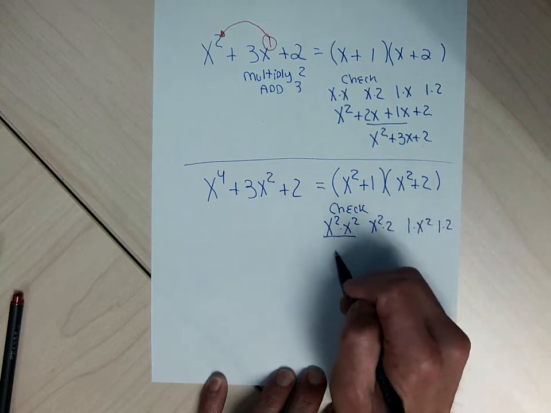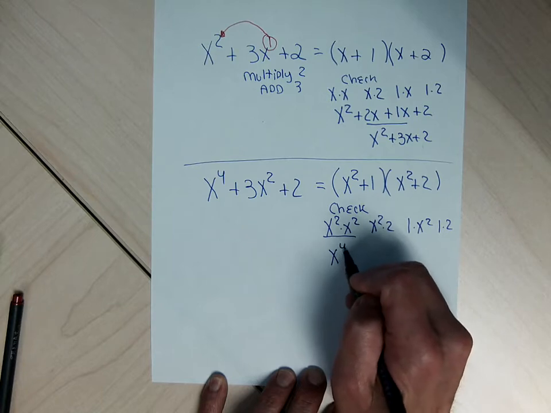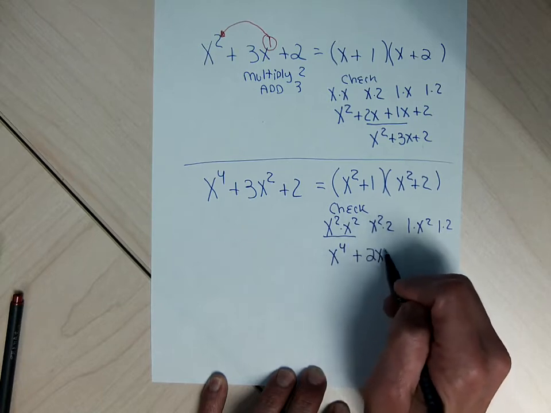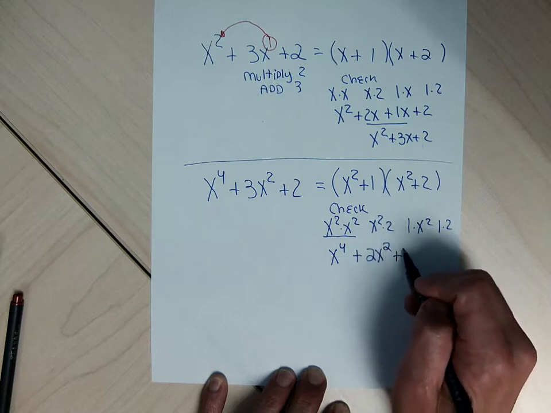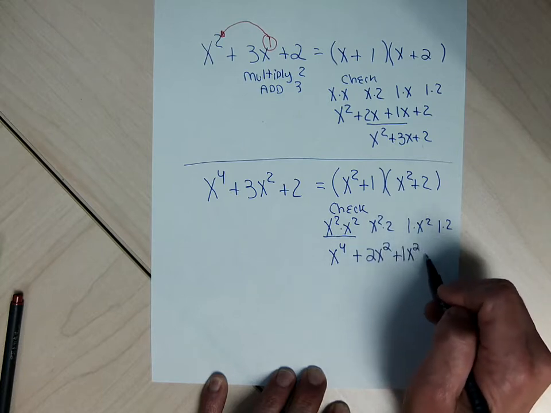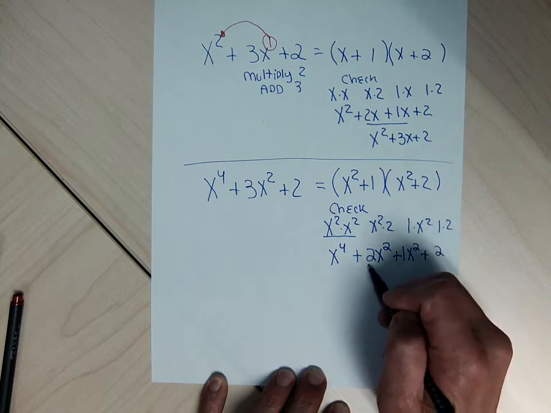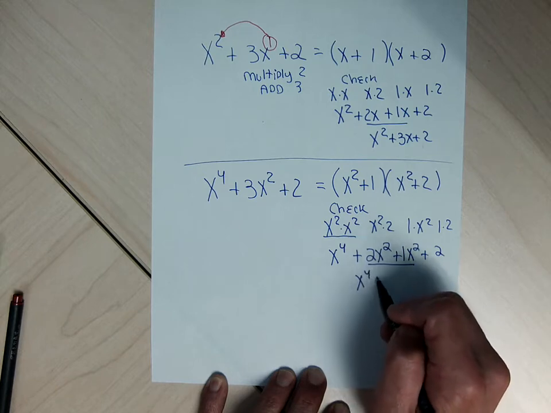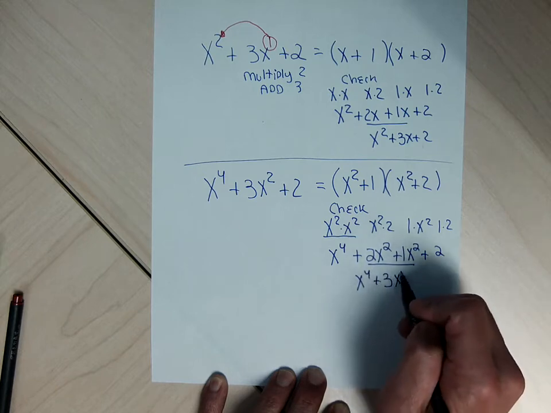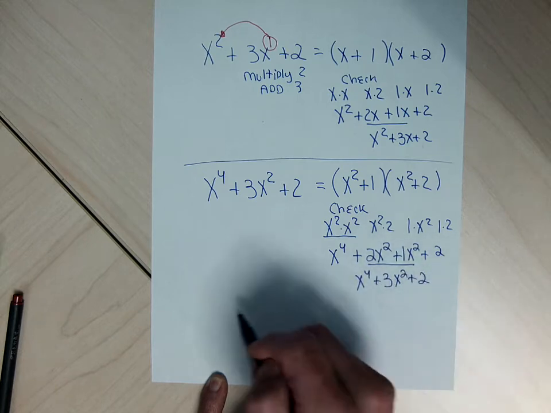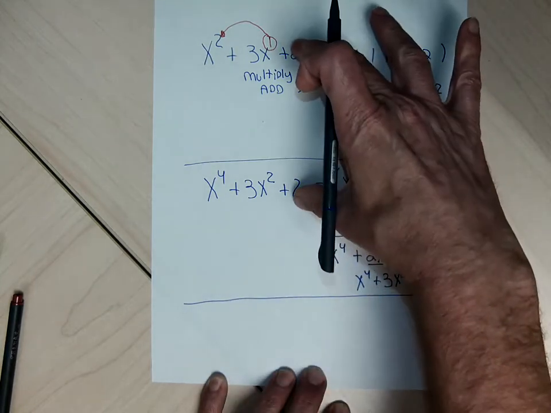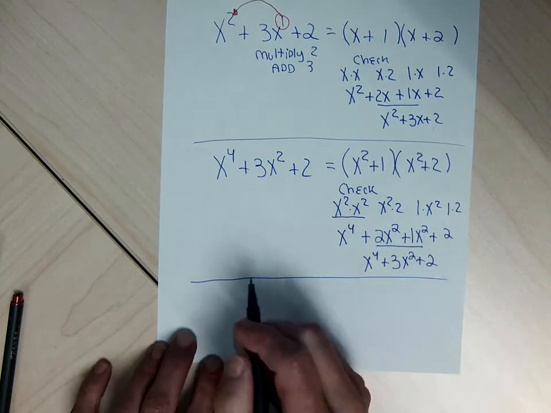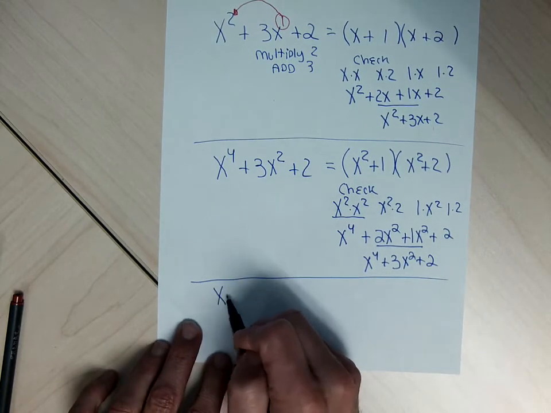X squared times x squared, I technically add the exponents and get x to the 4th. 2 times x squared is positive 2x squared. 1 times x squared is positive 1x squared. And 1 times 2 is positive 2. I'll combine those, and when you're in the adding part, the exponents don't change. So these two, because they're structurally the same, factor structurally the same. It doesn't matter where I put the exponents.